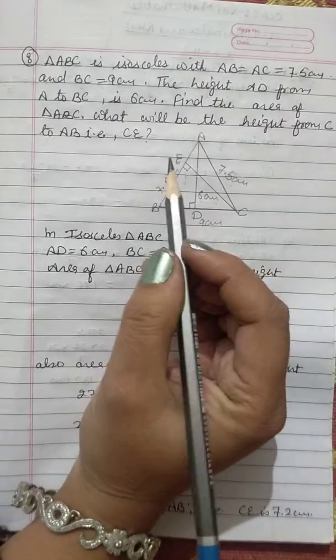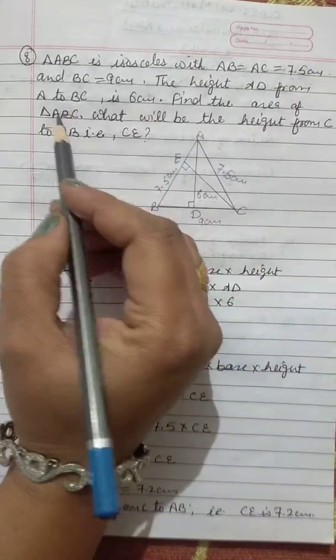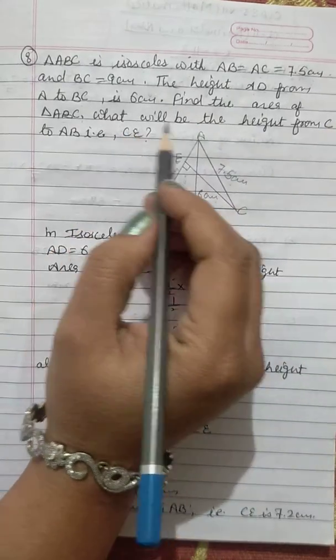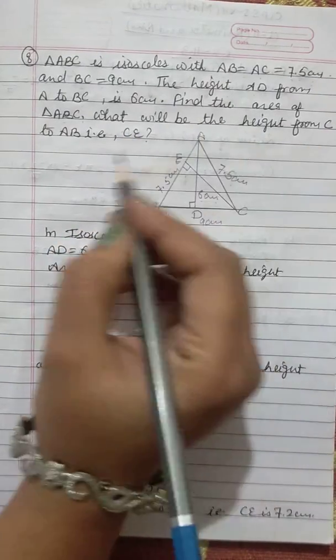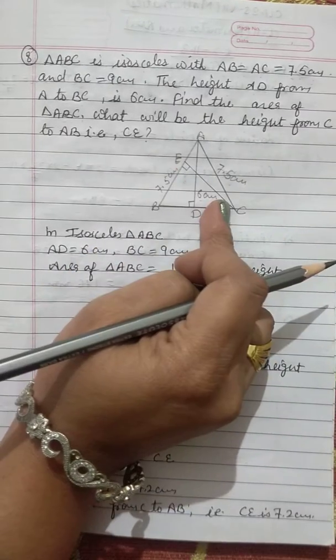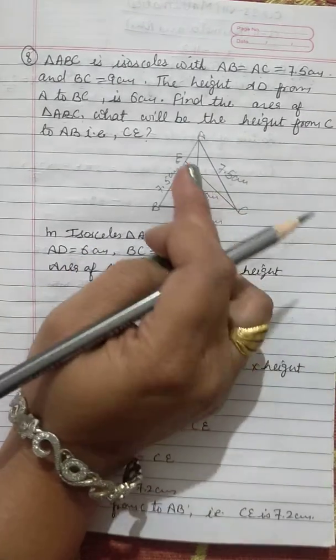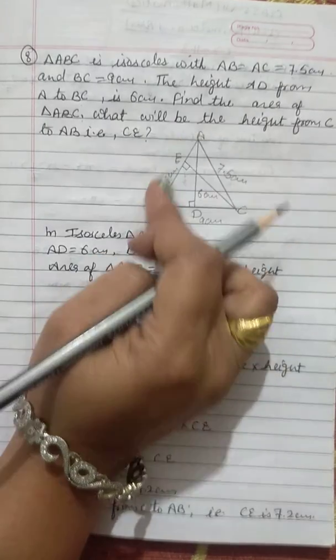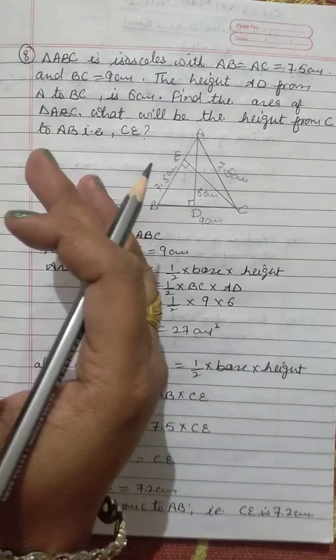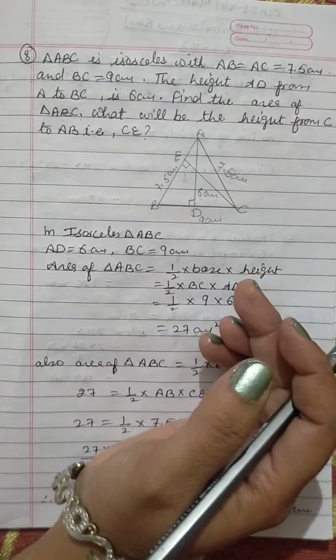So see next what it is saying after that, find the area of triangle ABC. So we can find it out by using base and altitude. And then find the height from C to AB, that is CE. Means again we have to find out the height CE on the line AB. It means as we have done question number 7, the same process and criteria will be used in this sum. So let's start this sum.